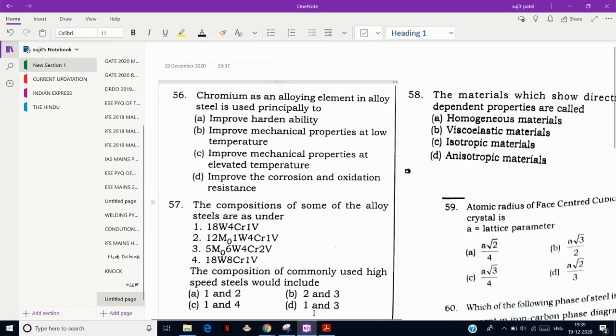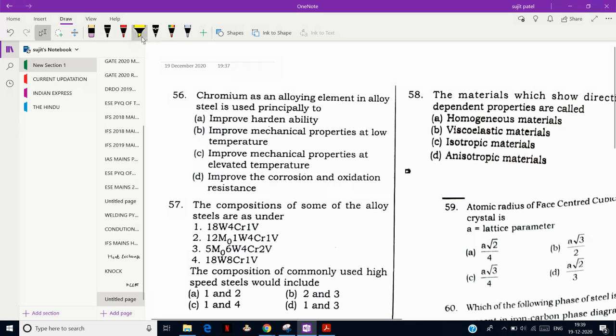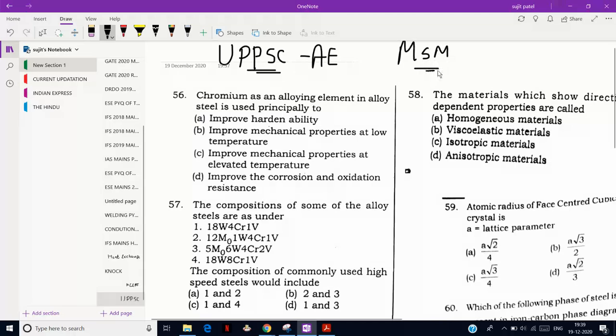Hello everyone and welcome back to MacTech 40, and today we will see the solution of material science questions that have been asked in the UPSC exam. Last week the UPSC assistant engineer exam was conducted. So we will see the material science and metallurgy (MSM) questions.